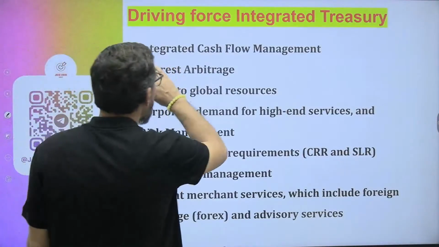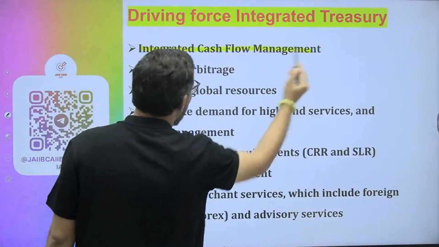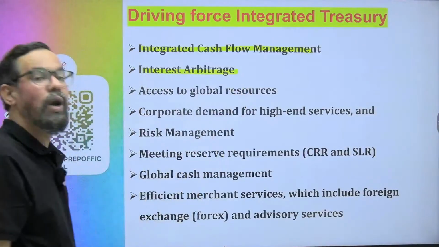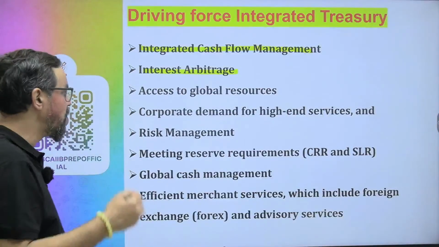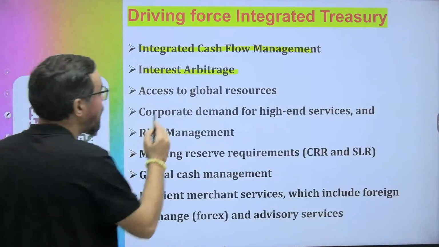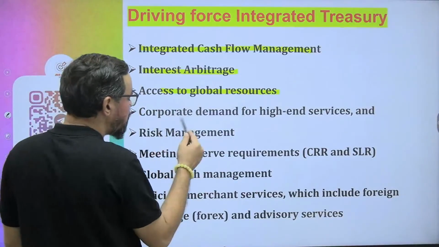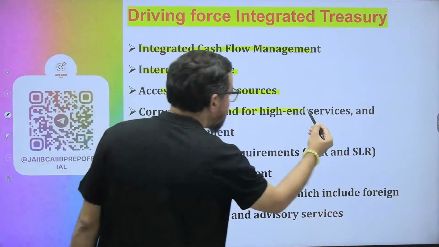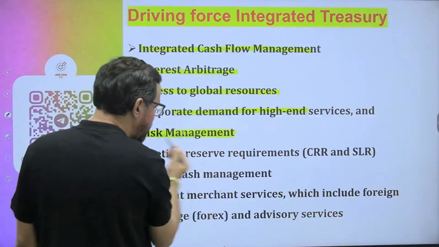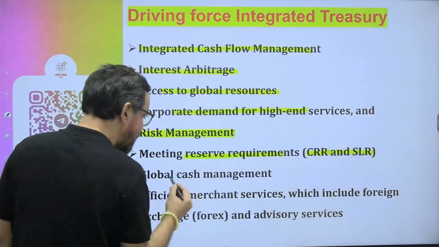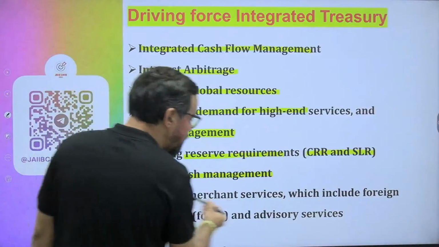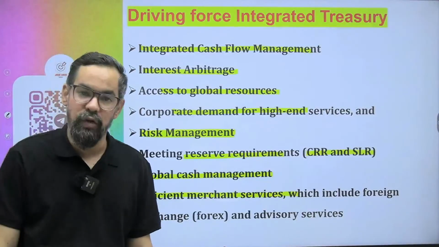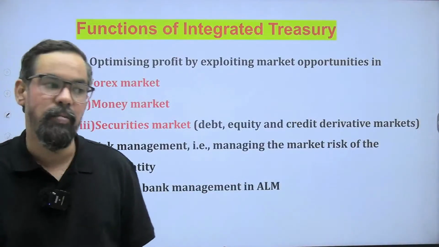So these are some major driving forces for treasury management and integrated cash management, like the example I gave you of the ALM gap. Interest arbitrage, if we have arbitrage opportunities, to encash them and maximize the profitability of the bank. Access to global resources, making positions in forex, whether to facilitate our clients or as a proprietary position. Corporate demands for high-end services. Risk management, again a very primary function. Meeting reserve requirements like CRR and SLR. Global cash management on behalf of the bank, and efficient merchant services, which include foreign exchange and advisory services. So these are some core functions performed by the treasury departments in the bank.